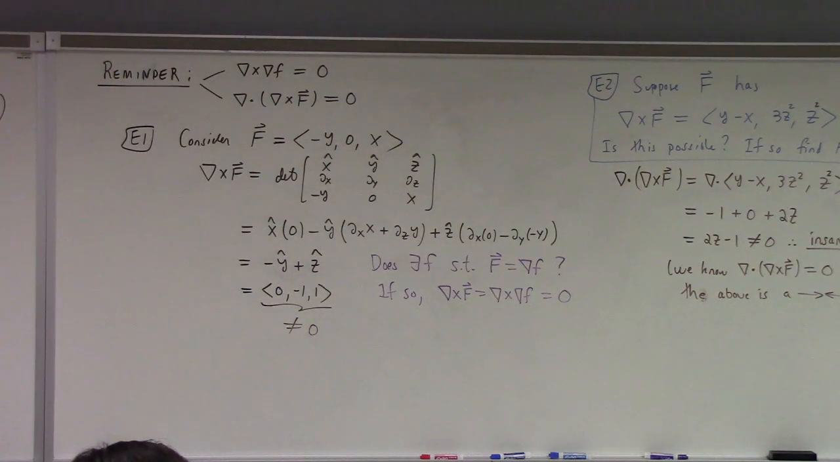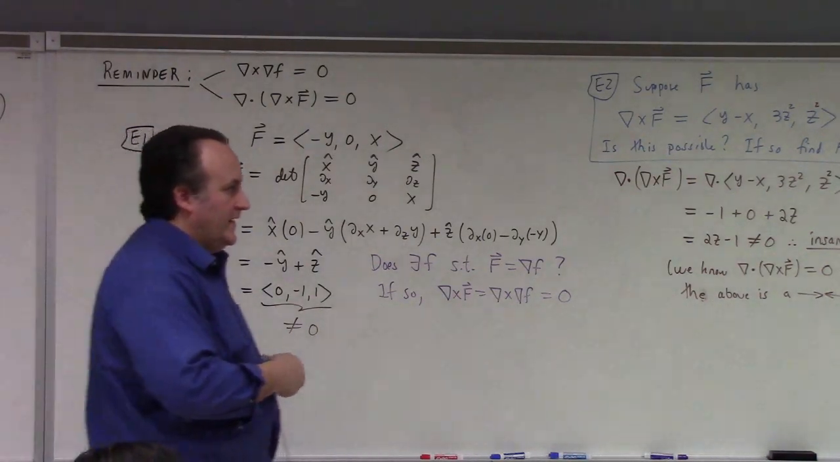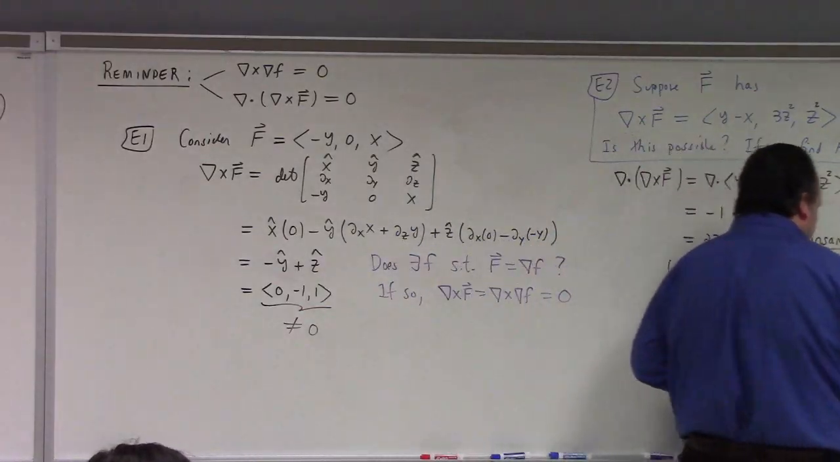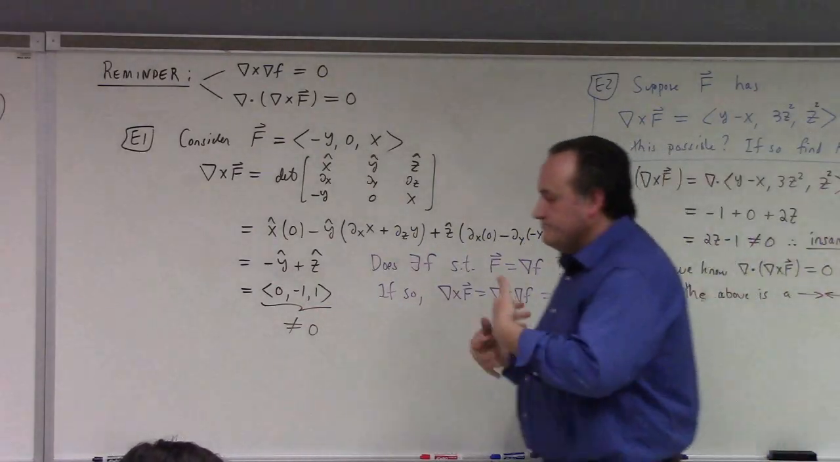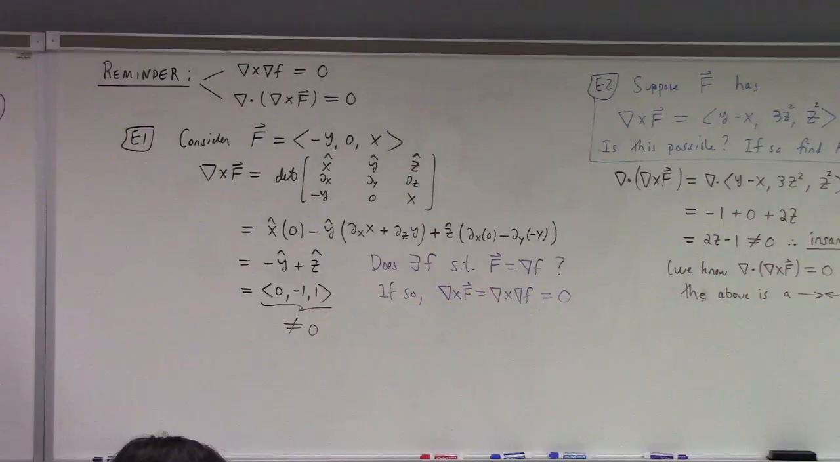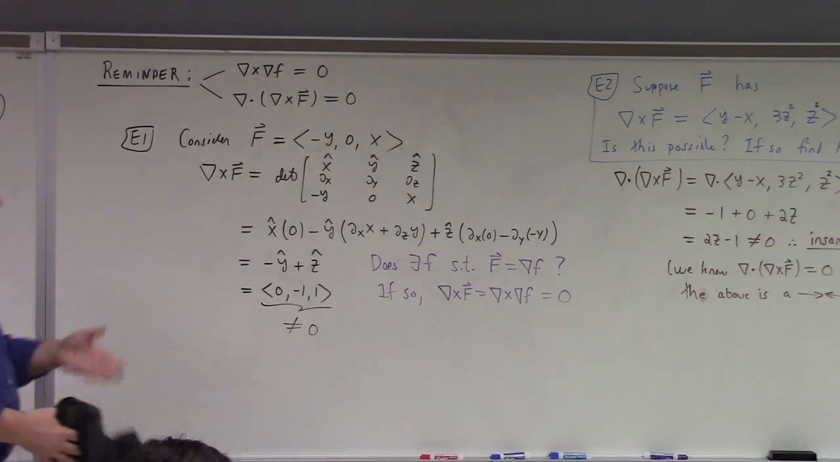All right, so if the divergence of the alleged curl works out to be 0, then maybe we could actually find a vector field whose curl is actually the given curl. So let's look at an example like that.